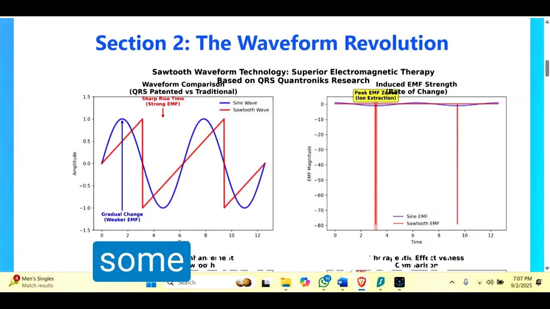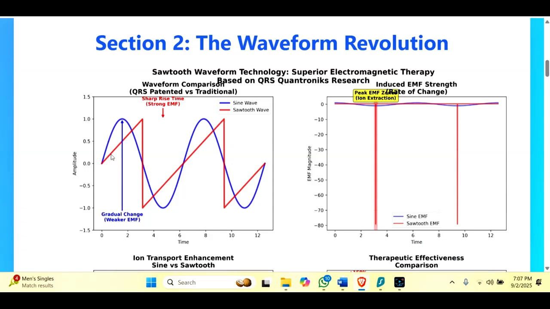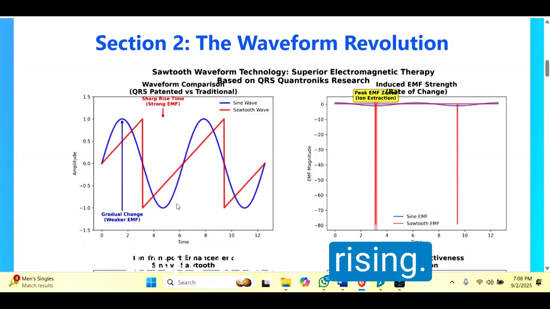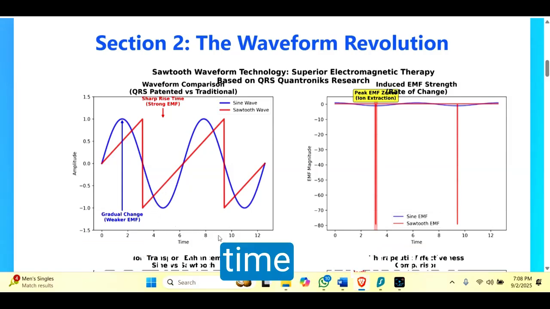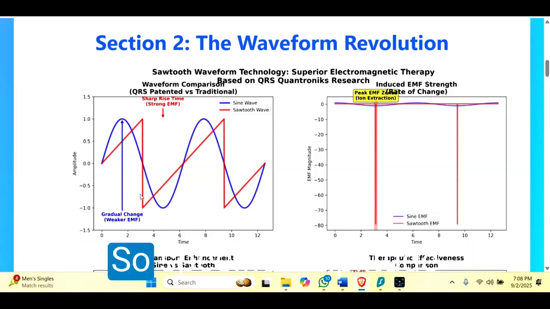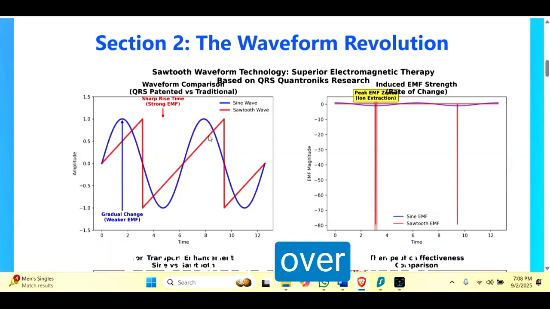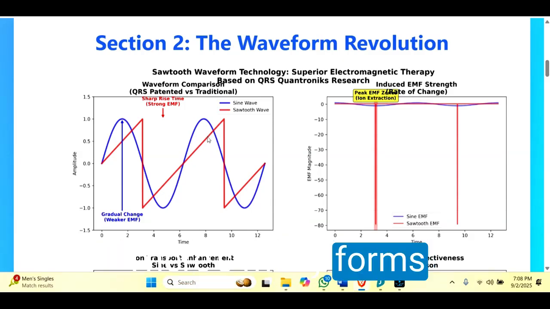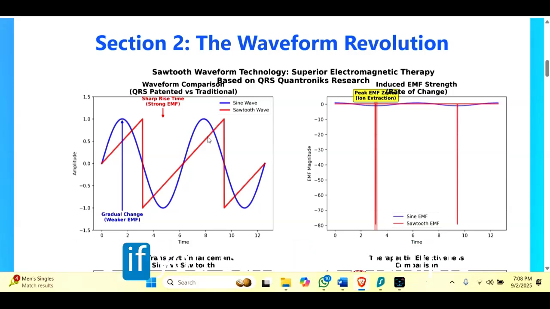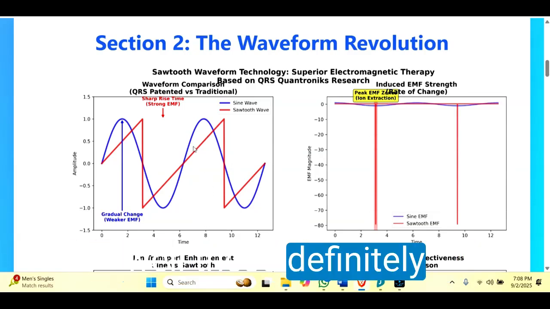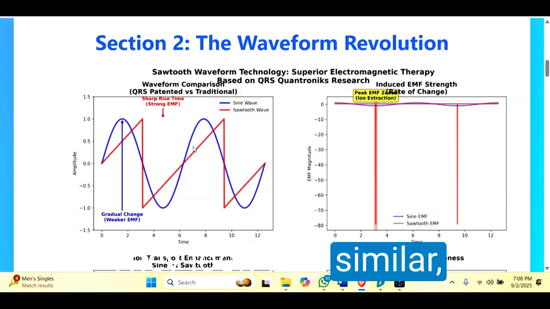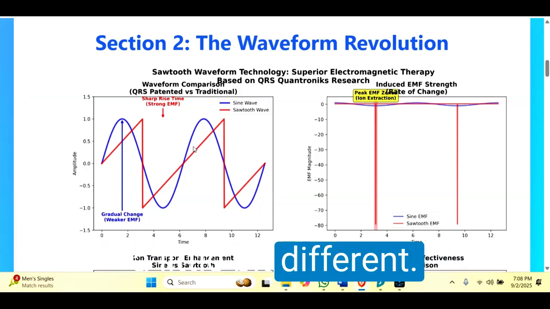I just want to point out something else too. This is a sawtooth wave, but you see the angle that it's rising? You see that angle over a specific period of time? See that? Time, amplitude. So a specific amplitude and a certain rate of change over time. There are many forms of sawtooth waves. If you saw multiple sawtooth waves with different amplitudes and times, you'd say, okay, these definitely are sawtooth waves. They look very similar, but they're technically a little bit different.